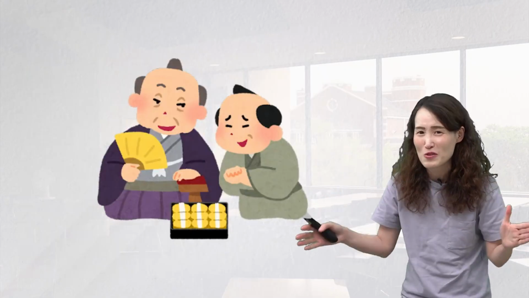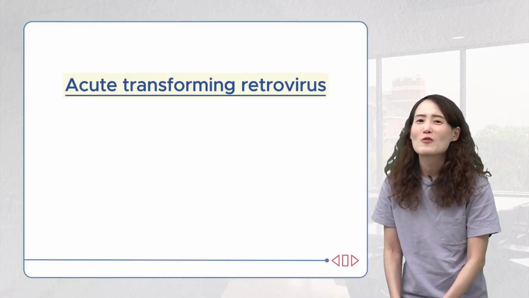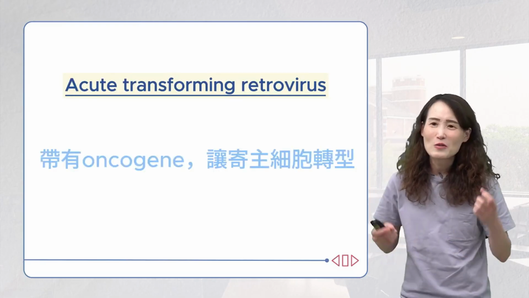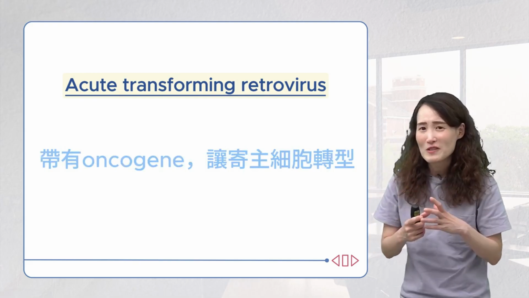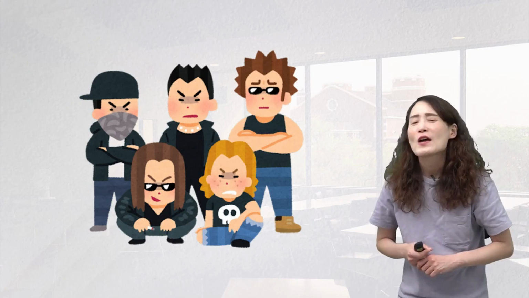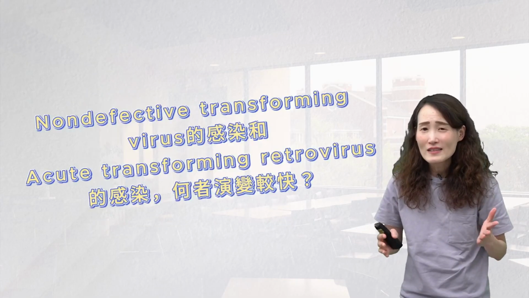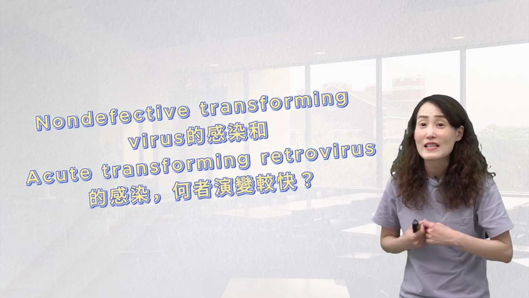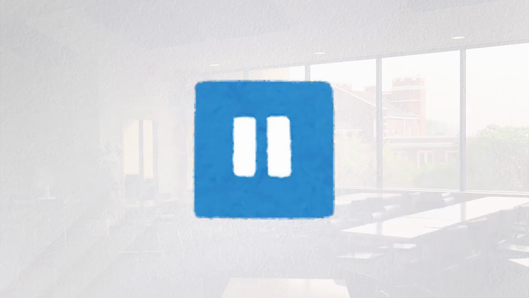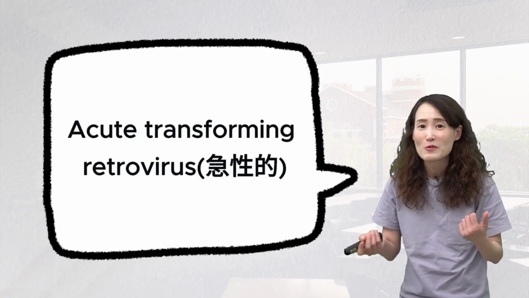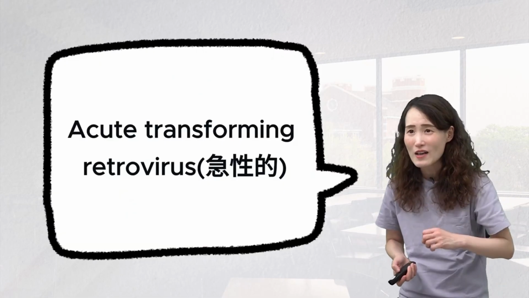Another method we call acute transforming retrovirus, which itself carries a defective oncogene into the host cell, quickly transforming the host cell. I would describe this as directly sending a bad guy into the host cell. So students can imagine which infection evolves faster: the infection by non-defective transforming virus or acute transforming retrovirus. Correct, it is acute. Acute means rapid. It directly brings a defective oncogene to the host cell.